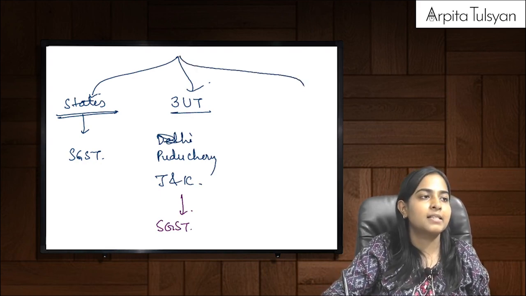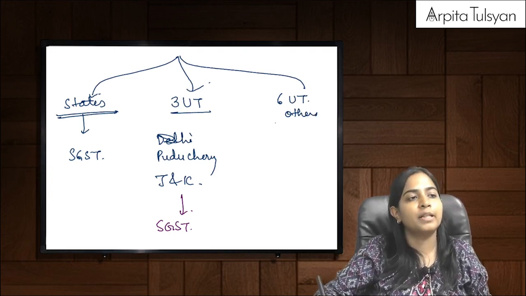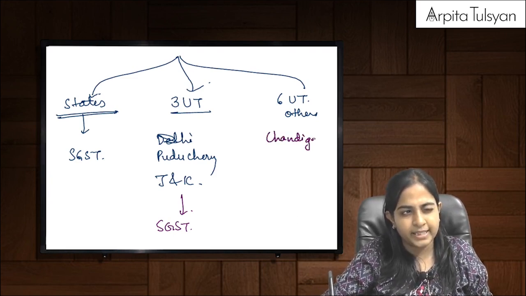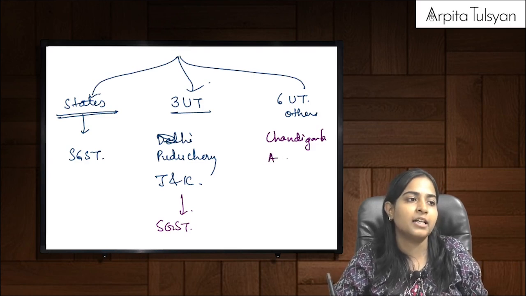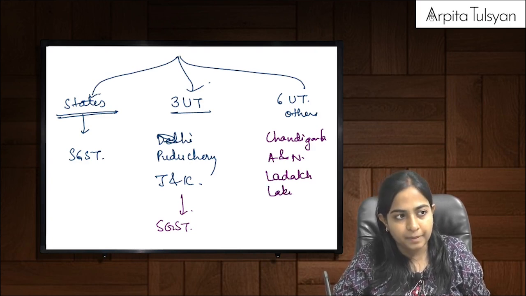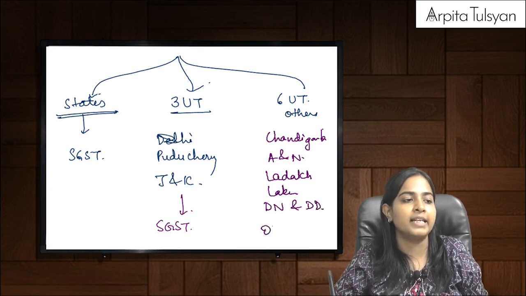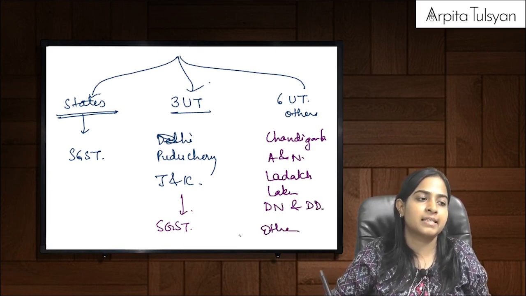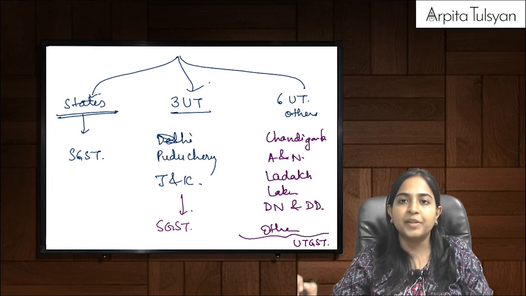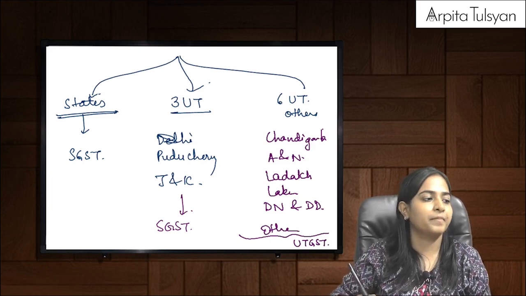Okay, and then six union territories, others. For them, that is Chandigarh, Andaman and Nicobar, Ladakh, Lakshadweep, and Dadra and Nagar Haveli and Daman and Diu and any other territory. These are going to follow the UTGST Act. Are you clear till here, everyone? Yes, understandable? Okay.